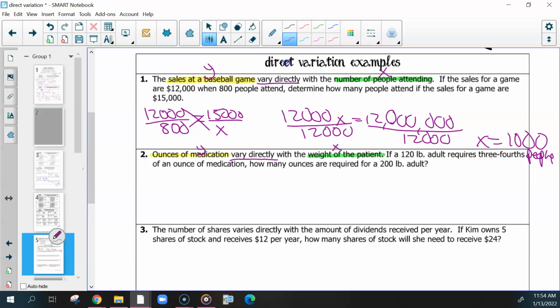So then we can start finding K. Here, our Y value is ounces of medication, and we know that the 120-pound adult requires 3/4 of an ounce. 3/4 would be a fraction, so instead of doing that and having a fraction within a fraction, I'm just going to put a decimal over 120. Someone put that in your calculator, figure out what that is. I think that's the final answer.